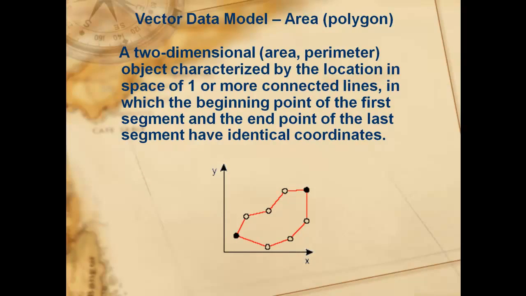What's an area? An area has two dimensions. It has area, that's a measure of the size of an area, and it also has perimeter, how far it is around that polygon. And it's characterized, again, by connected lines. Remember, lines are made of connected points. But for a polygon, the starting point of the first line is identical to the ending point of the last line. So a polygon closes on itself. It has closure.